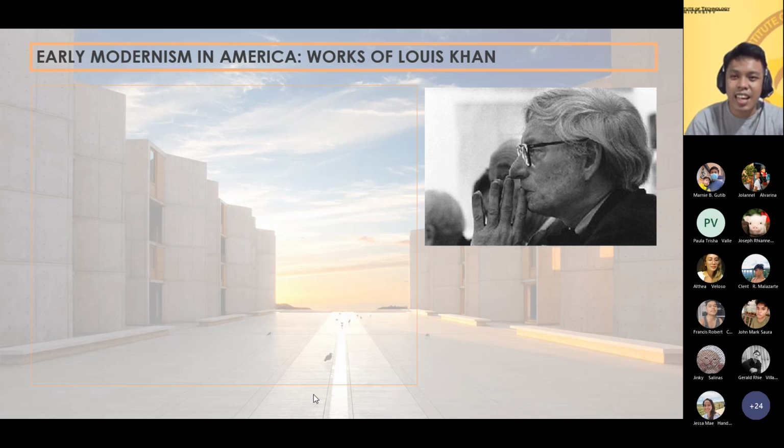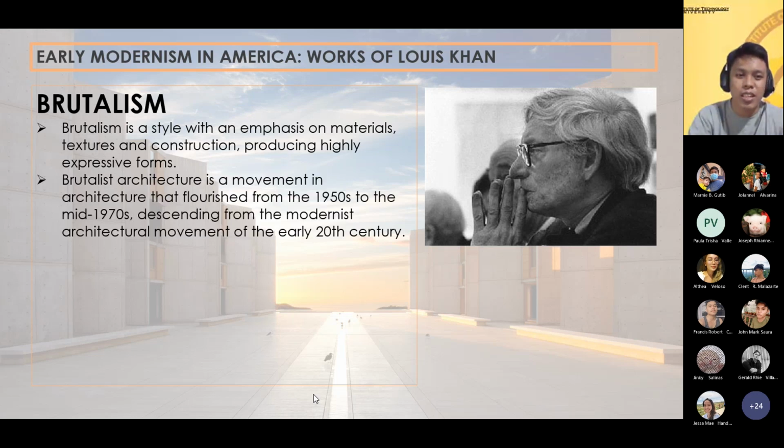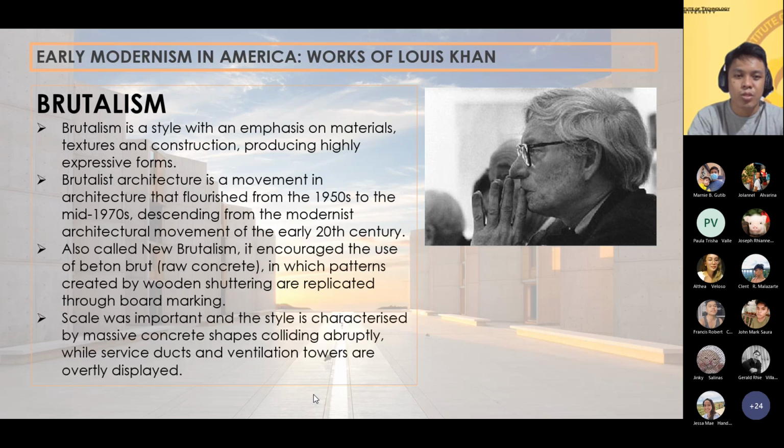Another architect that I really admire is Louis Kahn. Louis Kahn is an early modernist architect in the US, but actually he's from Europe. No? He's from, I think, the European area. His style is brutalism. Brutalism is a style with an emphasis on materials, textures, and construction, producing highly expressive forms. Brutalist architecture is a movement in architecture that flourished from the 1950s to the mid-1970s. So brutalism is raw concrete.